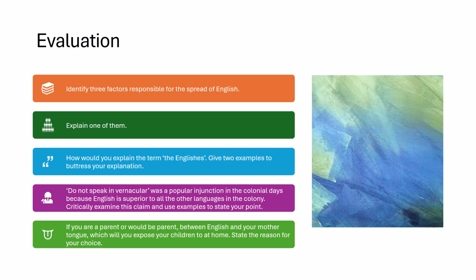So let's look at this. You can identify three factors responsible for the spread of English. You can explain one of them. How do you explain the term "the Englishes"? Give two examples to buttress your explanation. Not speaking vernacular was a popular injunction in the colonial days because English is superior to all the other languages in the colony. Critically examine this claim and use examples to state your point. If you are parents or will be parents, between English and your mother tongue, which will you expose your children to at home? State the reasoning for your choice.